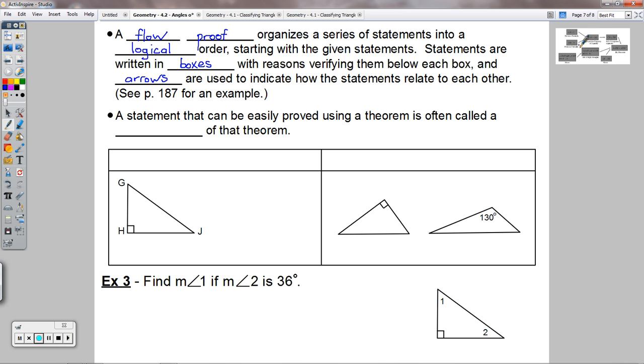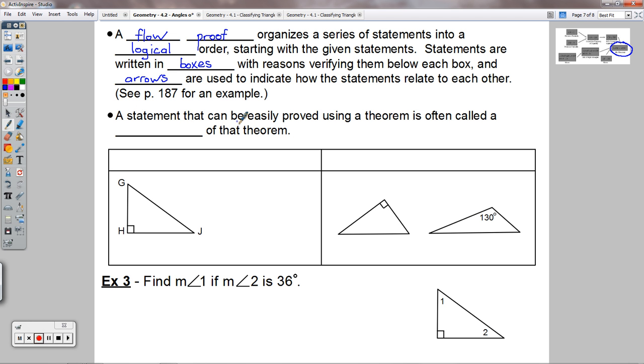So they have things flowing together, kind of like a river, a stream, and then this idea flows together to this idea and to this idea. These ideas flow together, and then they all flow together in the end to give you what you're trying to prove. This is the final thing that you're trying to prove right here. And you can check out page 187 if you'd like to see an example of a flow proof.